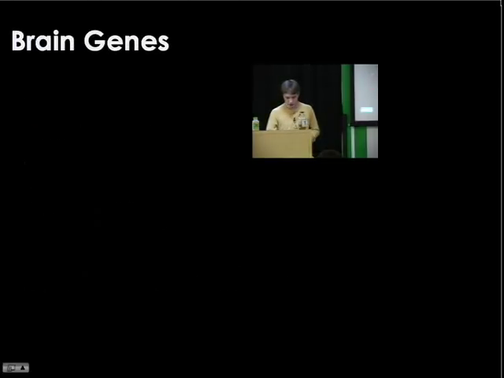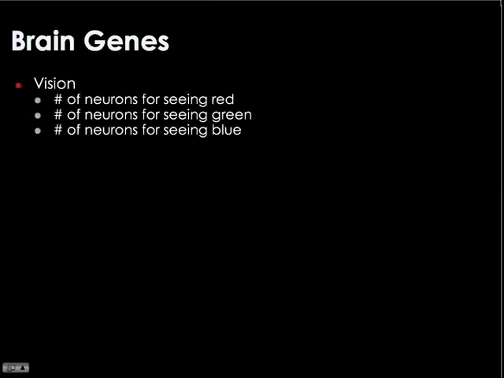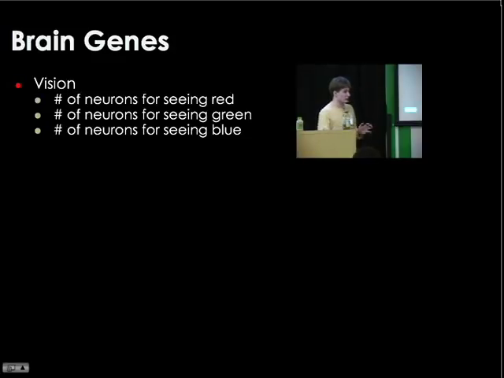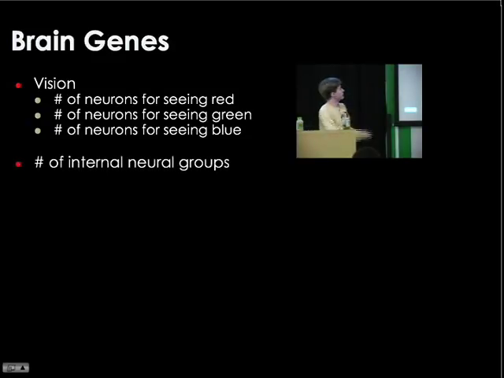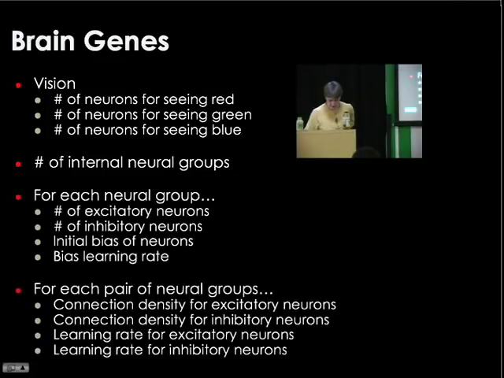Okay, so this is the exciting part: the brain genes. This is like 95% of the genome. Here's how it works. The genetic model specifies which colors you want to pay attention to in your environment. If you think red's really important in your environment, you can spend a lot of neurons to go see it. It also specifies the number of internal neural groups and how they're connected. The genetic model only specifies roughly how many connections are between each neural group. It does not specify at the pure neuron level.